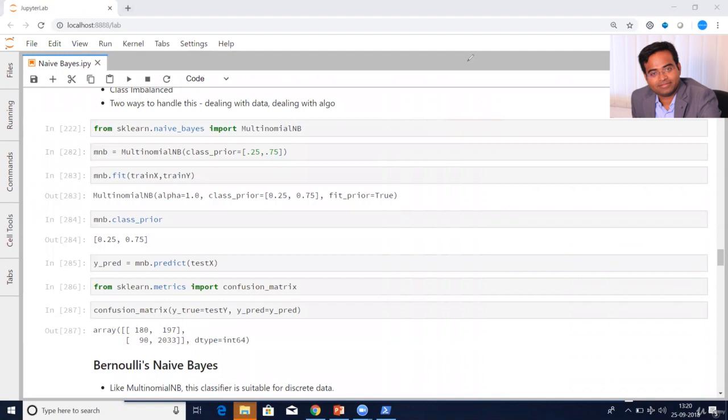Of course, you can further fine tune it by adding data sampling techniques like undersampling or oversampling, SMOTE, right? We'll see that in a later part of the course.